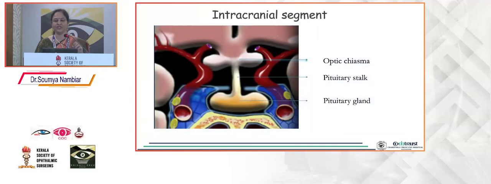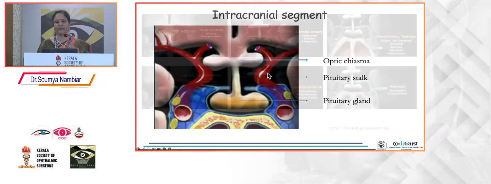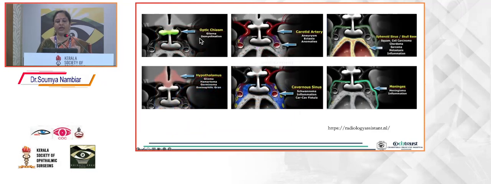So let's see each of these one by one. The intracranial segment is what I'm showing you initially. You can see the optic chiasma right above, the pituitary stalk connecting, and the pituitary gland. Beside that, you can see the internal carotid artery coming. For the optic chiasma to be directly involved, a glioma or a demyelination can cause it, or an aneurysm of the internal carotid artery. Sphenoidal sinus issues like a squamous cell carcinoma can cause it. Something coming from above, that is the hypothalamus, causing compression on the optic chiasma can cause damage.